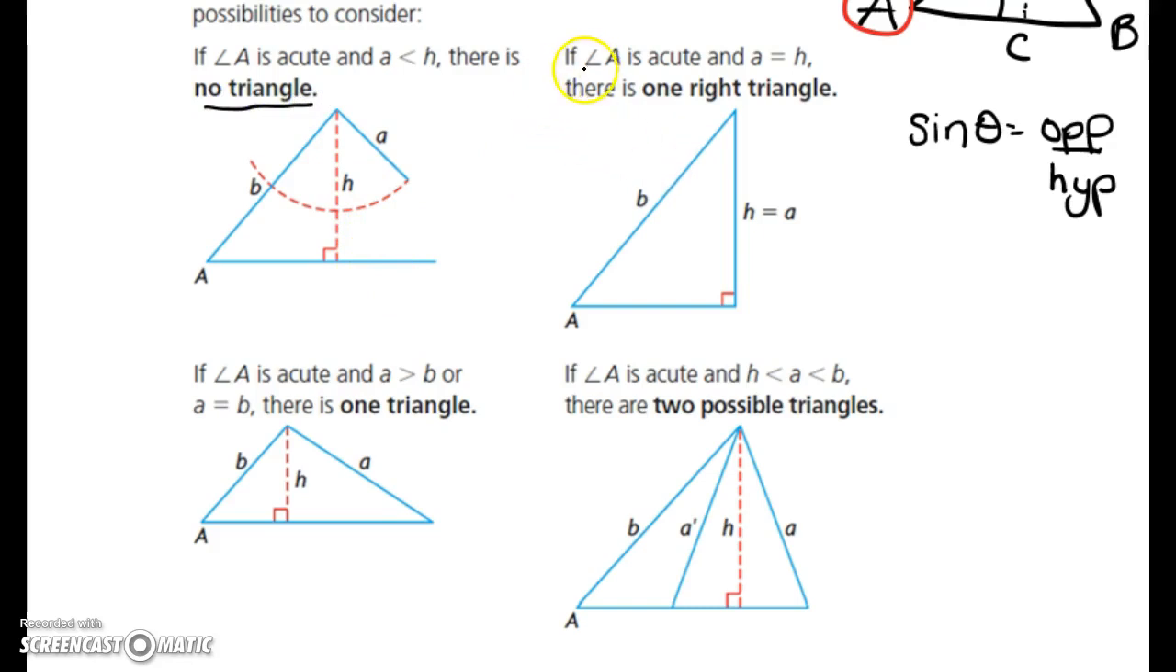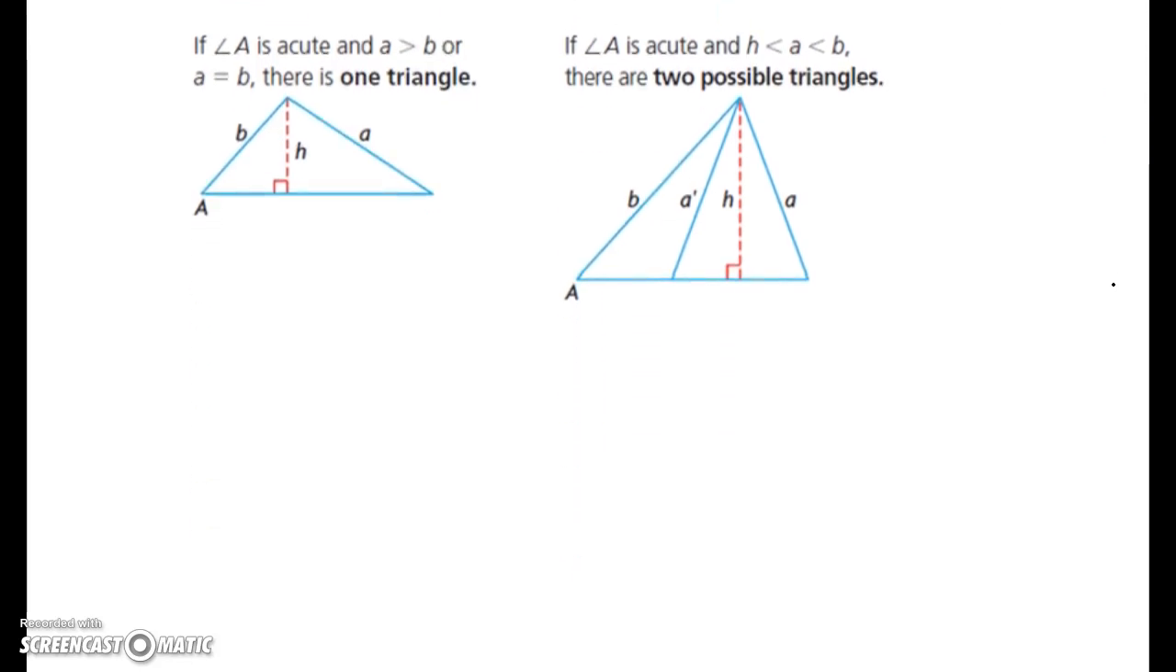Then our second case, moving over to the right, is when your side a is equal to your height. If they're equal, it only makes contact at this one point on your triangle. So there's only one possible triangle, and it's awesome because it's a right triangle, which means you can use your trigonometric ratios for right triangles to solve. Moving over to your third case, if your side a is greater than your side b, or if a is equal to side b, then there's only one triangle created.